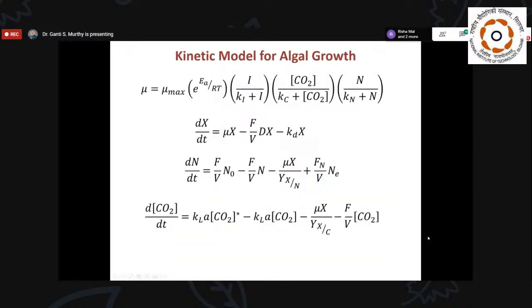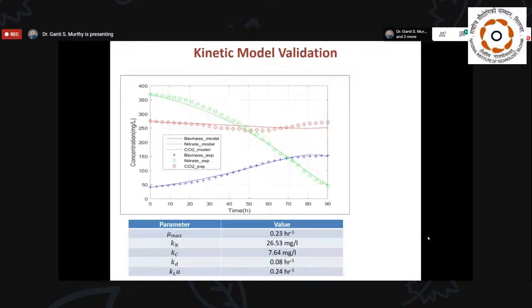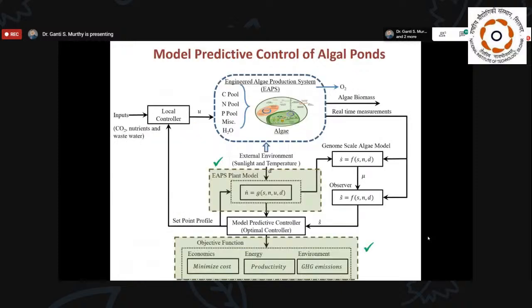Once that is done, we use a kinetic model for the growth of algae, and we validated it by doing a set of experiments. You see those green, red, and blue lines are the model predictions, and the different dots are from the experiments. So we validate the kinetic model, and that is essentially the EAPS plant model done.